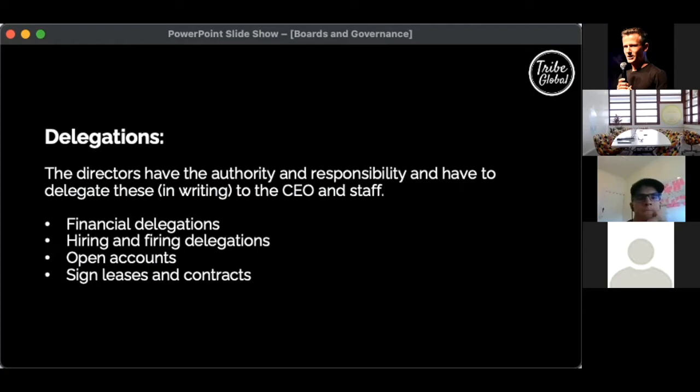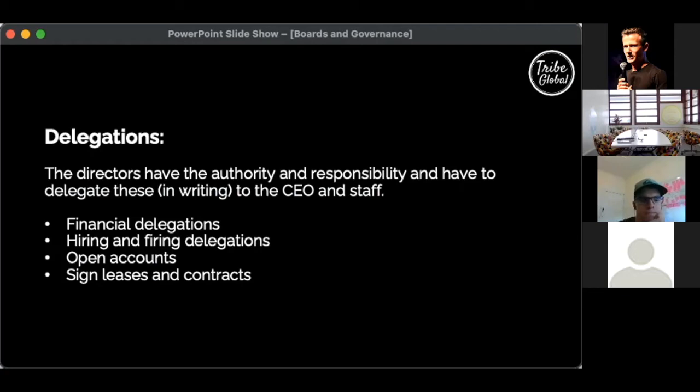You also need delegations to hire and fire people. So for example, some companies authorize the CEO to hire staff up to a salary of $100,000 a year, but anyone being hired over that salary has to go to the board for approval.